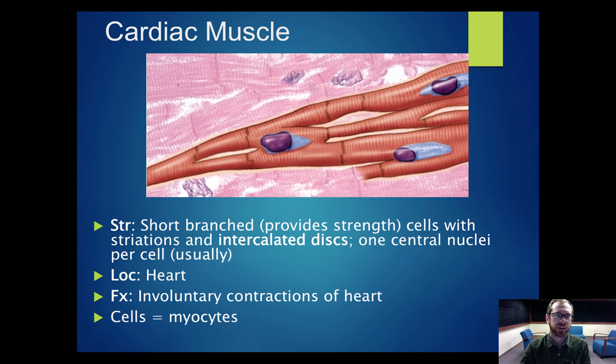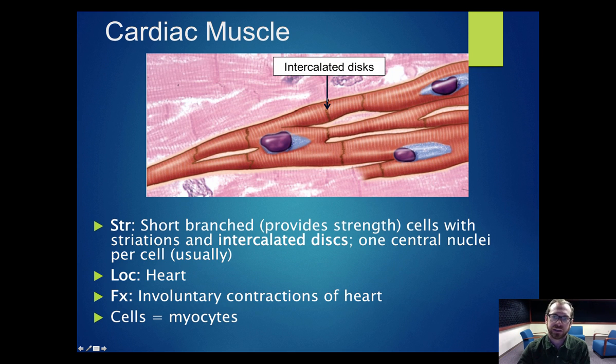Now we've got cardiac muscle. This muscle is striated, okay, but it's involuntary. We don't need to think about beating our heart. That would be pretty annoying if we had to think about making sure that we were beating our heart all the time. So the structure is short branched cells with striations and intercalated discs.